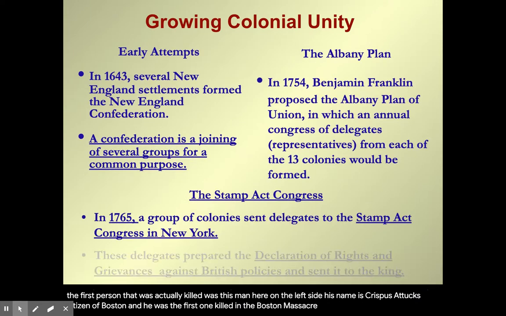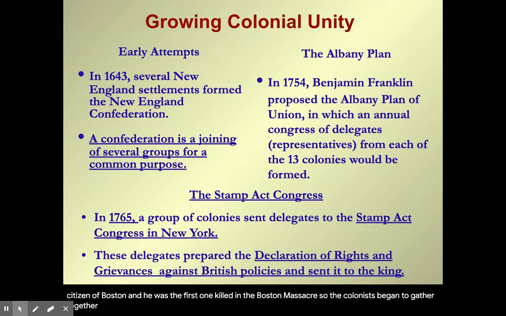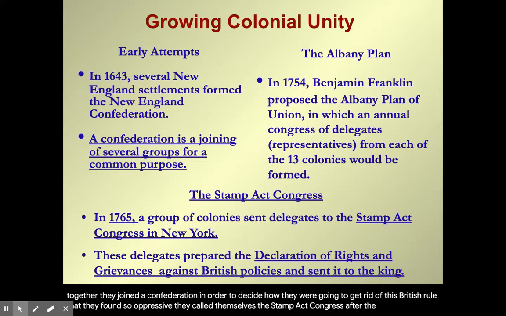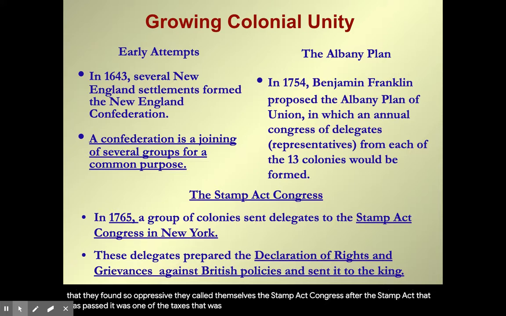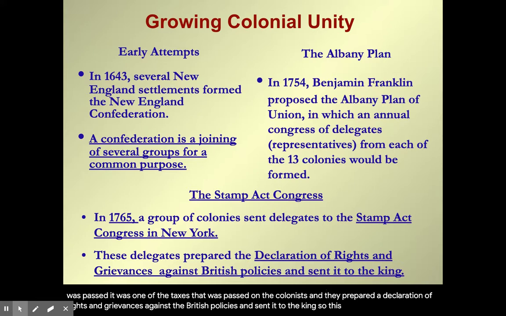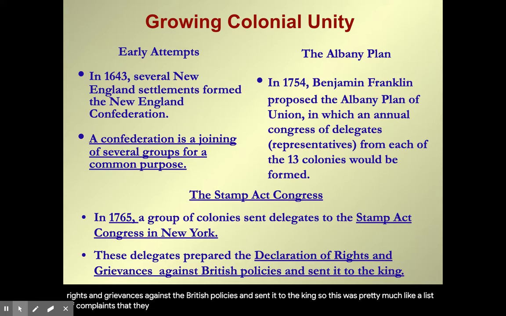So the colonists began to gather together. They joined a confederation in order to decide how they were going to get rid of this British rule that they found so oppressive. They called themselves the Stamp Act Congress after the Stamp Act that was passed. It was one of the taxes that was passed on the colonists. They prepared a Declaration of Rights and Grievances against the British policies and sent it to the king. This was pretty much like a list of complaints that they had with the British, the unfair treatment they were being subject to without any representation.